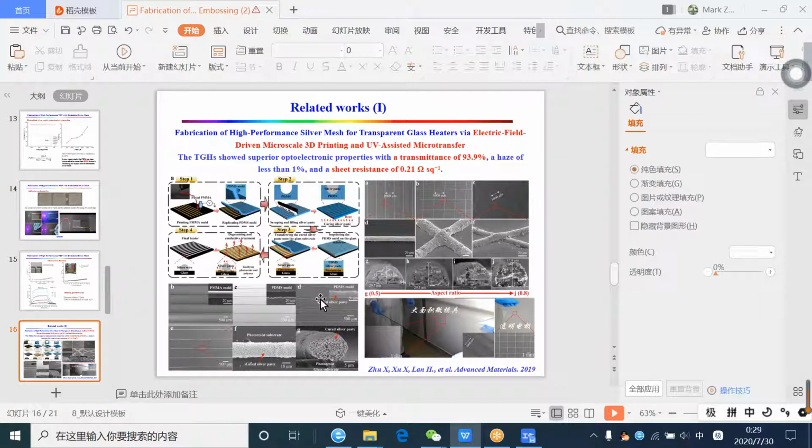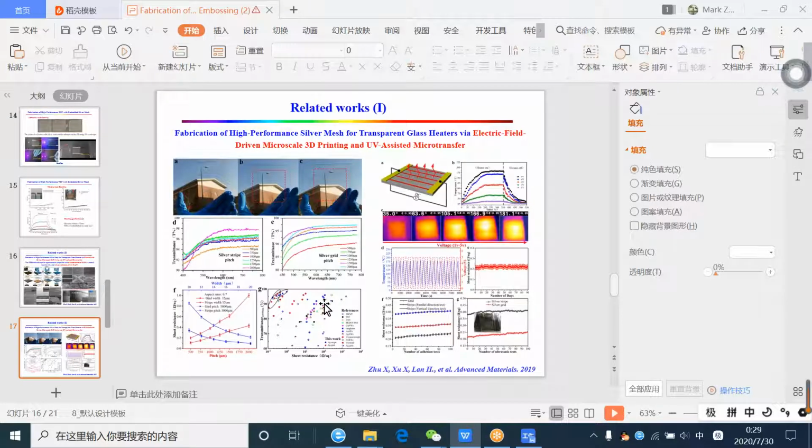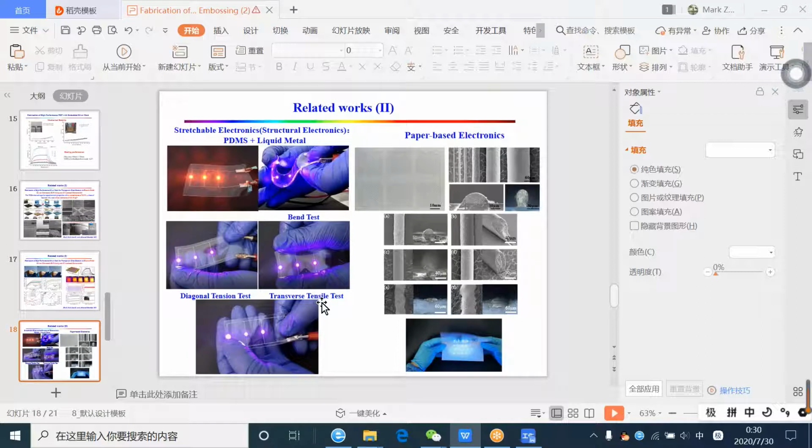The second is the stretchable electronics and paper-based electronics fabricated by EFD microscale 3D printing.